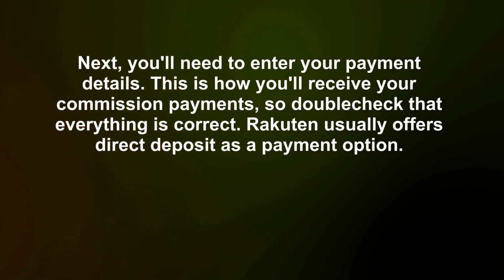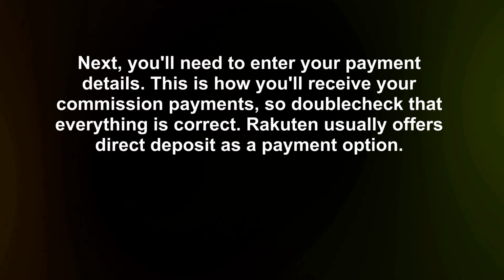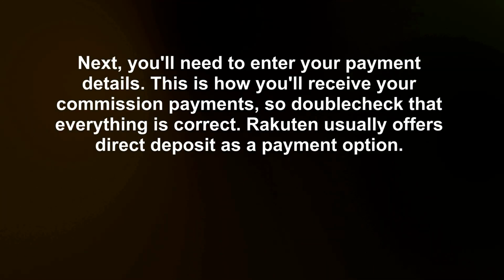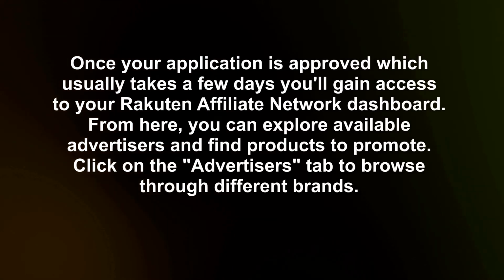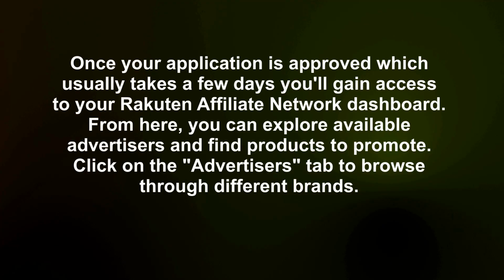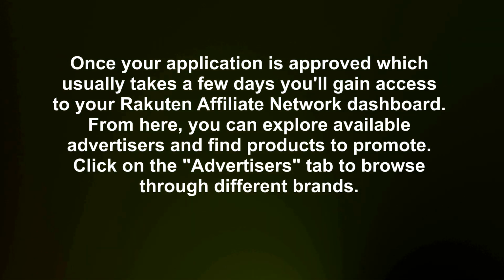Next, you'll need to enter your payment details. This is how you'll receive your commission payments, so double-check that everything is correct. Rakuten usually offers direct deposit as a payment option. Once your application is approved, which usually takes a few days, you'll gain access to your Rakuten Affiliate Network dashboard.